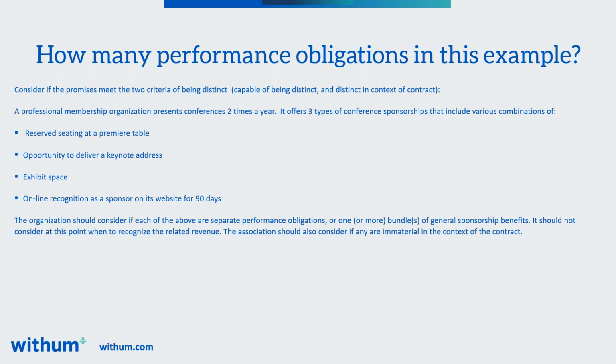So the organization should, again, take each of these promises, roll them through that definition of distinct, and conclude as to whether or not each of these things would rise to the level of a distinct performance obligation. And it doesn't need to think about when the revenue would be recognized, what method it would be recognized under. It will consider those things later.